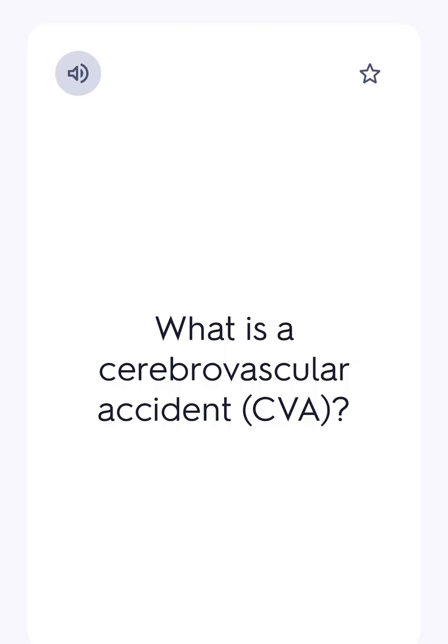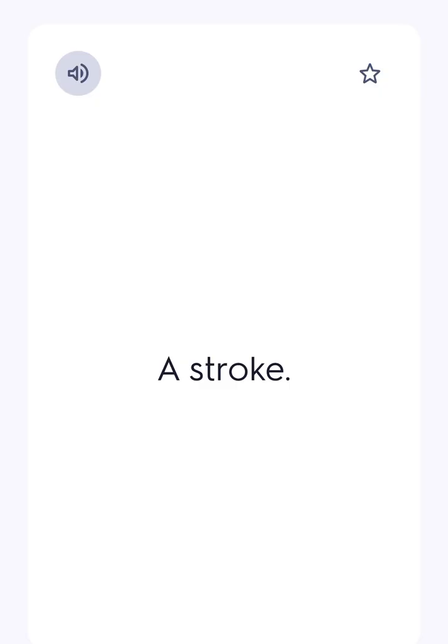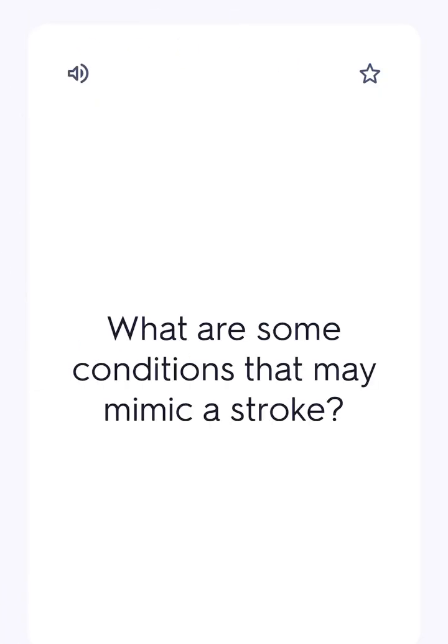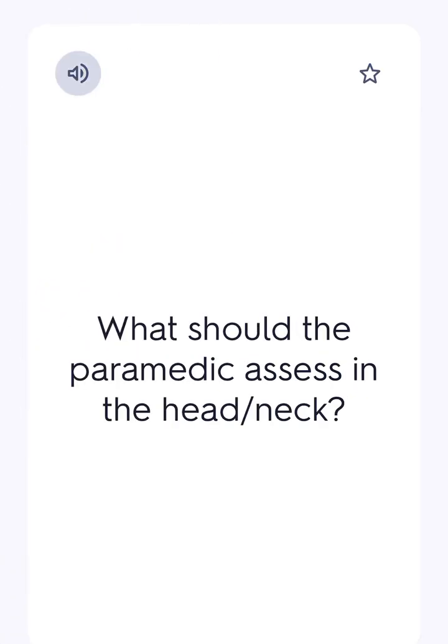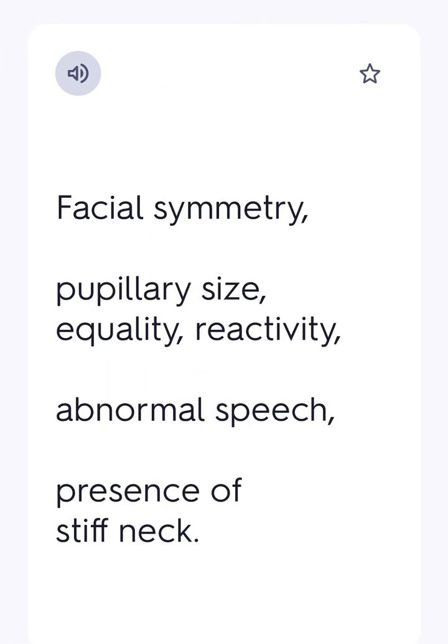What is a cerebrovascular accident? A stroke. What are some conditions that may mimic a stroke? Drug ingestion, hypoglycemia, severe hypertension, CNS infection. What should the paramedic assess in the head/neck? Facial symmetry, pupillary size, equality, reactivity, abnormal speech, presence of stiff neck.